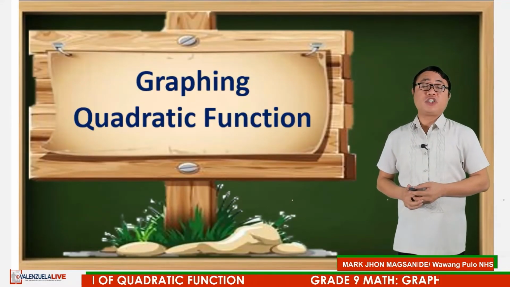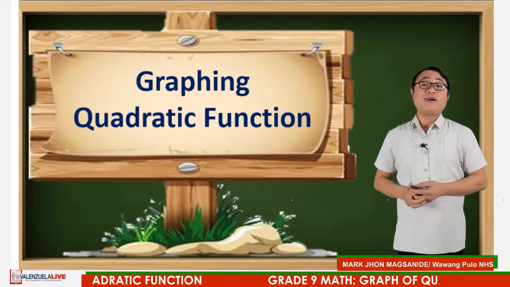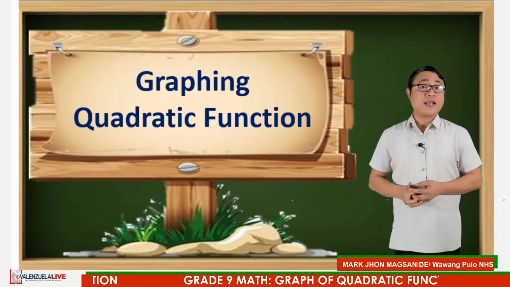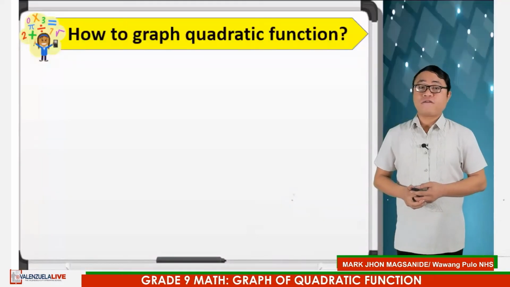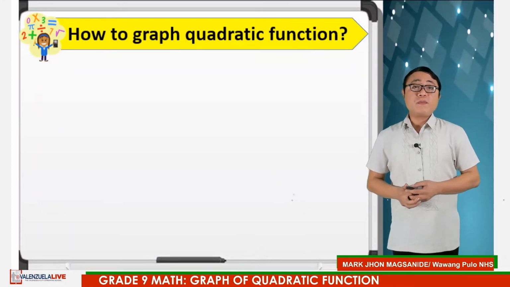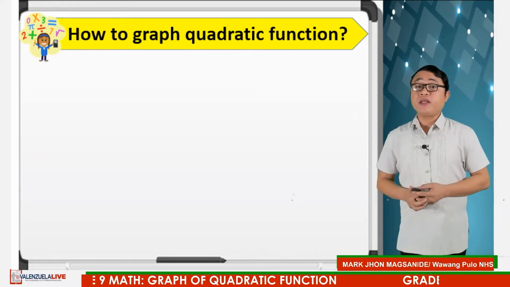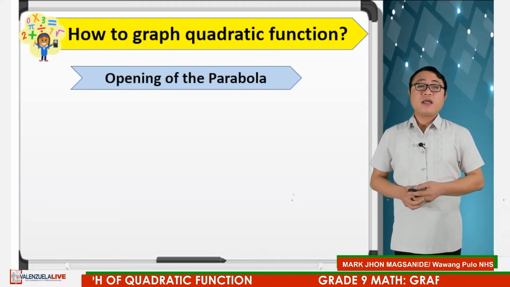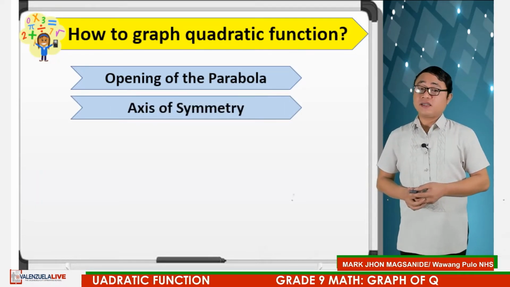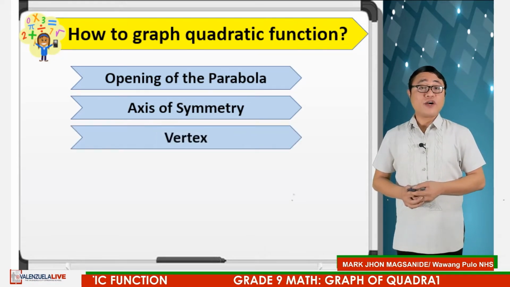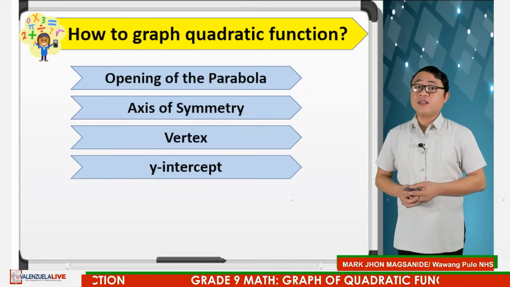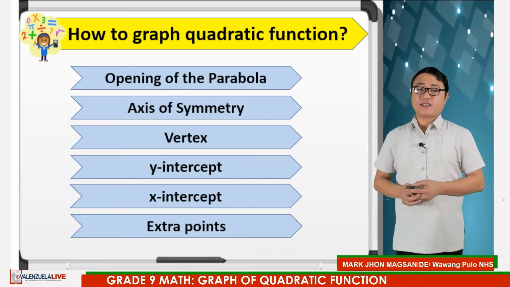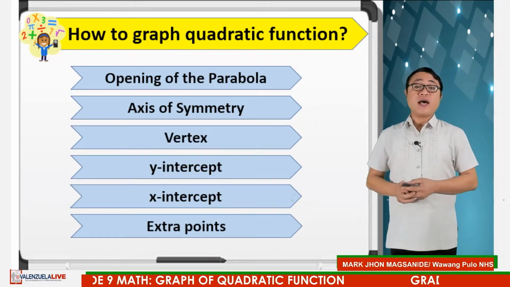graphing of quadratic function. Since you are now aware of the different properties of quadratic function, we can now proceed to graphing quadratic function. To graph a quadratic function represented by equation, determine the following. Opening of the parabola, equation of axis of symmetry, vertex, y-intercept, x-intercept, and extra points. So to do this, let me show you an example.